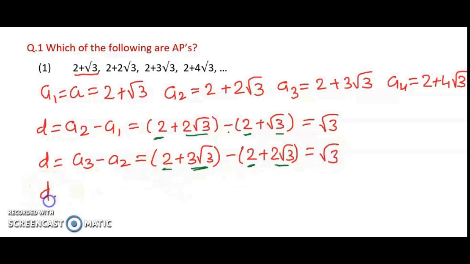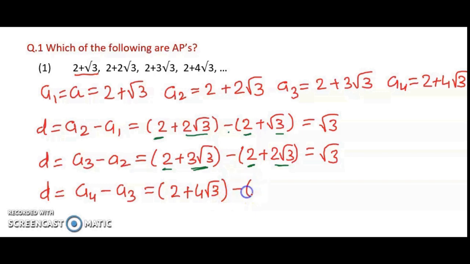Same way, find out the difference between fourth term and third term. And you can see here the fourth term is 2 plus 4 root 3 minus third term is 2 plus 3 root 3. So if you do the simplification here, 2 minus 2 will be 0, and 4 root 3 minus 3 root 3. So you will get the answer root 3.